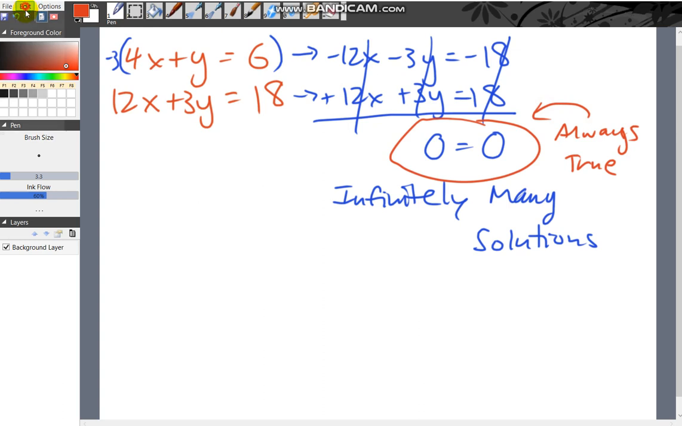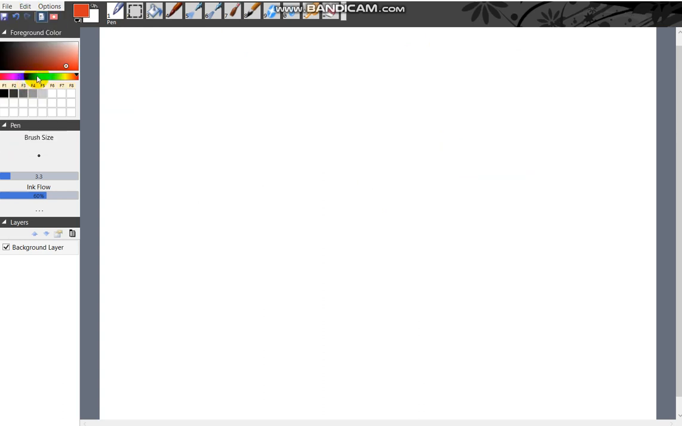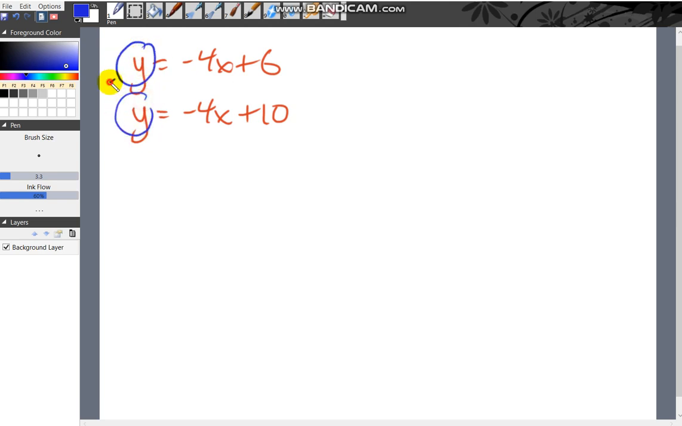Okay. Let's go ahead and just clear this and show another example. So y equals negative 4x plus 6, and I give you something like y equals negative 4x plus 10. Okay. So let's see what we can do here. Let's say we want to solve the system. So like I showed you earlier, basically this y and this y, they both look the same.